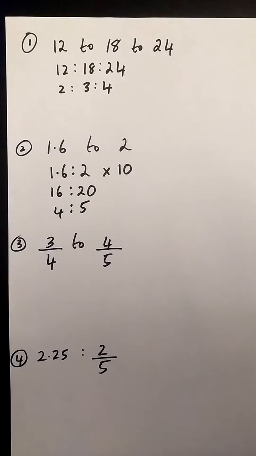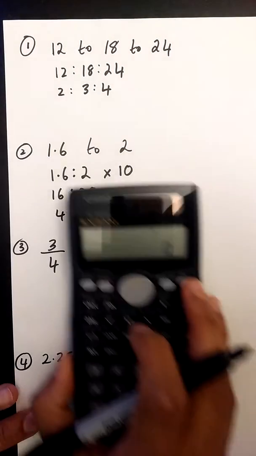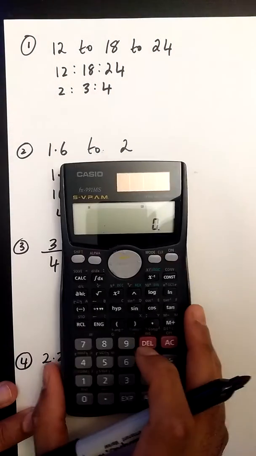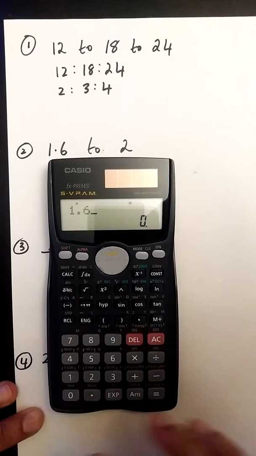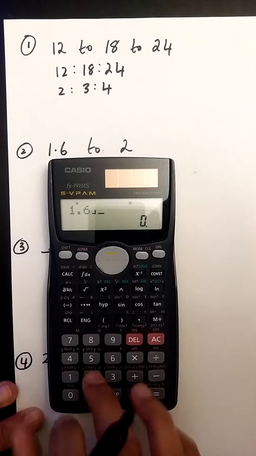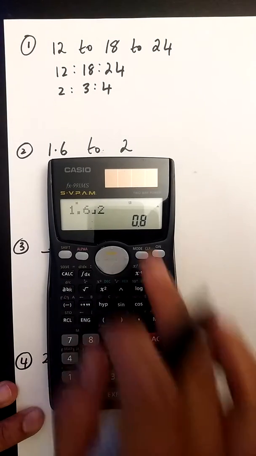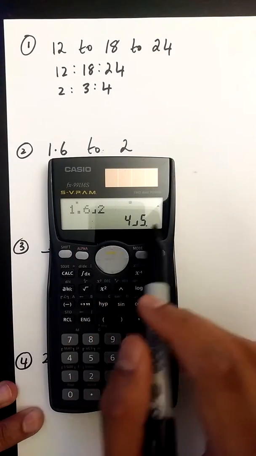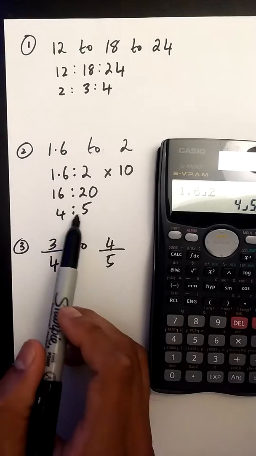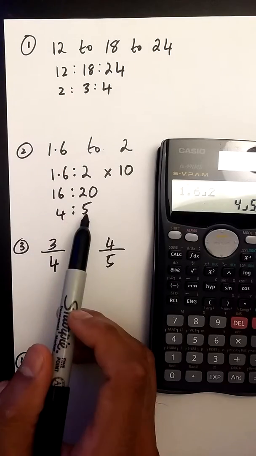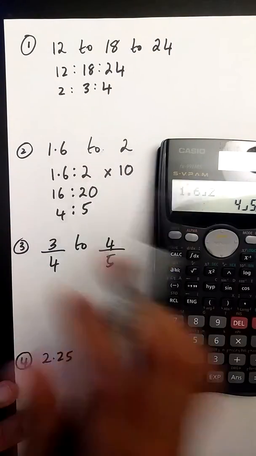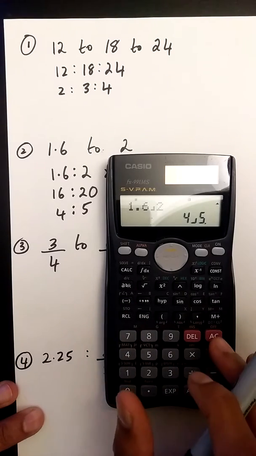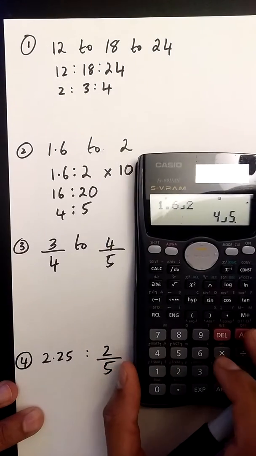So the good thing for a question like this, where you have only two numbers in the ratio, you can always check this in your calculator. So in my calculator, if I just type 1.6 over 2, I get a decimal, and I convert that to a fraction, I get 4 over 5, which is exactly the same as my ratio, 4 is to 5. So if you have two numbers in the question, you can always just check it in your calculator by using your division sign and converting to a fraction.